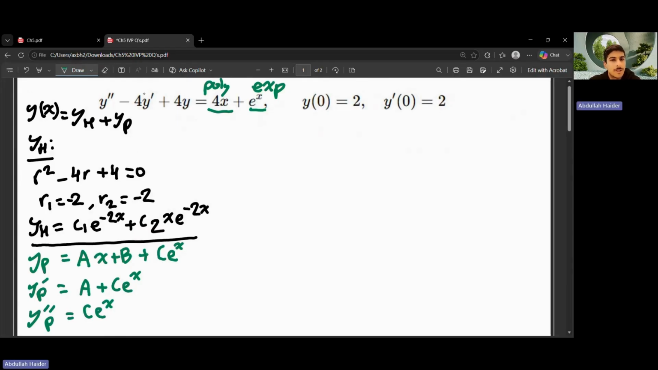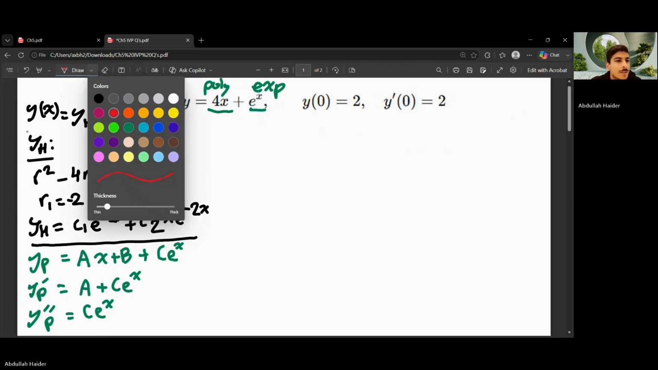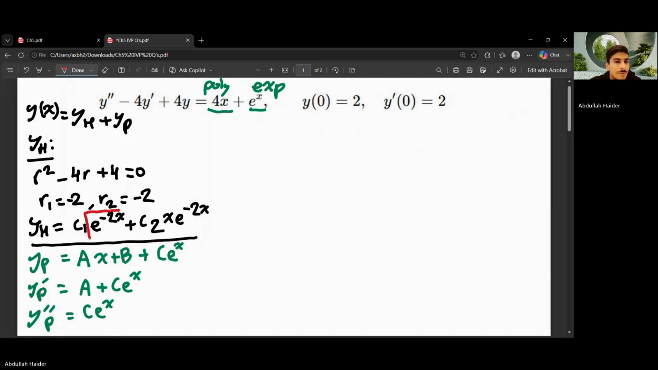And as I forgot to mention, you should always check if yh and the function have something in common. So you have e power minus 2x, and you have x e power minus 2x. So basically, there's nothing in common, so you don't have to multiply anything in yp by x, so you're perfectly good to go. So now we will substitute this y double prime, y prime, and yp in this equation, and then compare to the right side.